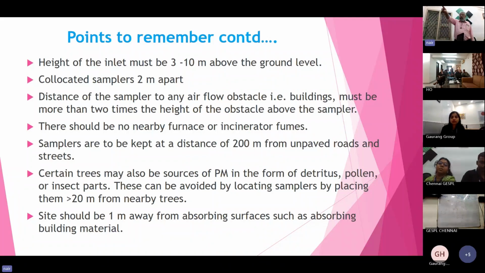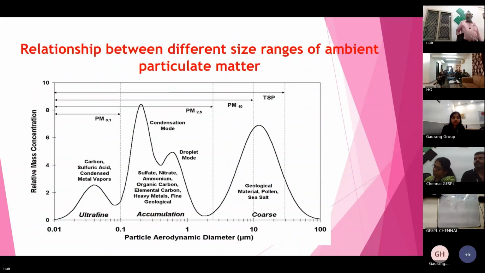Otherwise, don't put it. You ask the party to send another photo. Then the site should be 1 meter away from obstructions such as building material. Then another point that is to be considered.